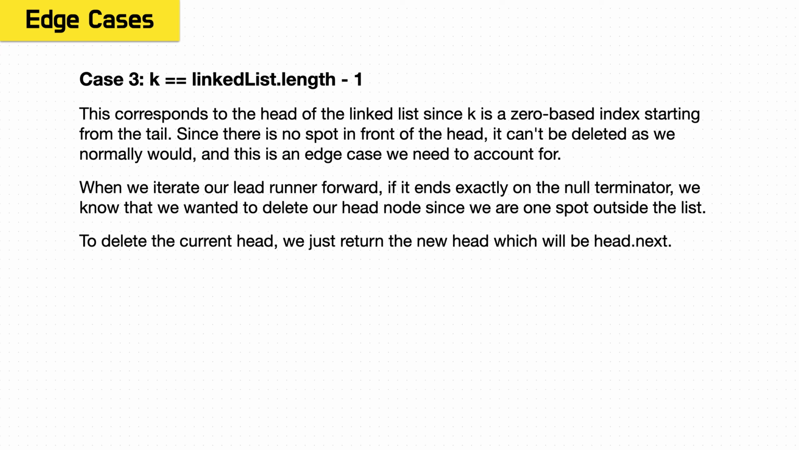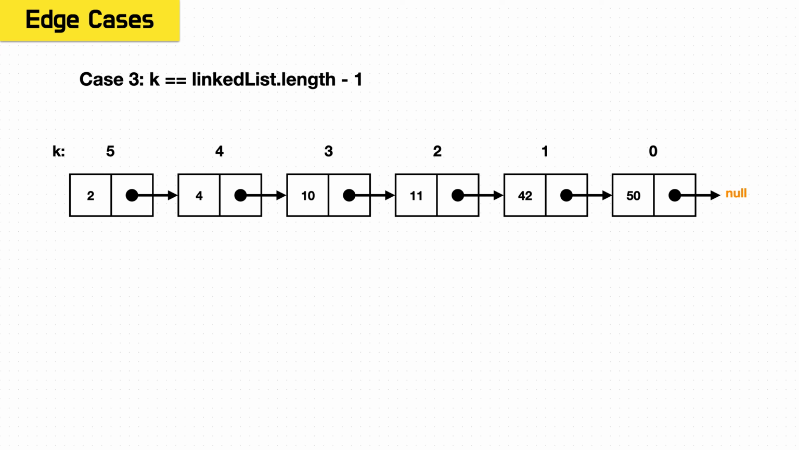The most tricky edge case is probably deleting the head node, where k is the linked list length minus 1. Since we can't technically land in front of the head spot, we just need to return the item after the head node to delete it from the list. So what's going to happen is we're going to iterate our lead pointer all the way forward, and it's going to land directly on null.